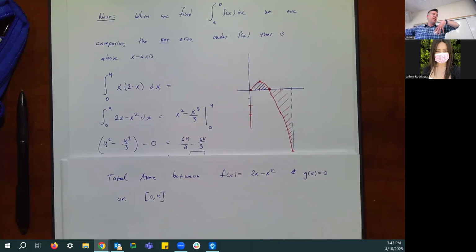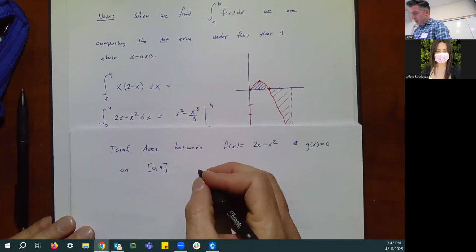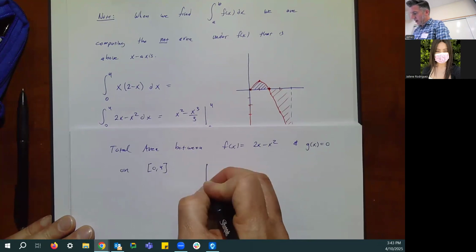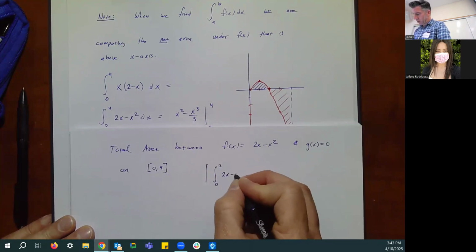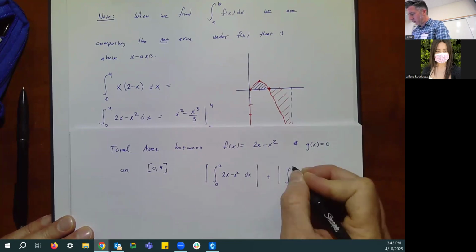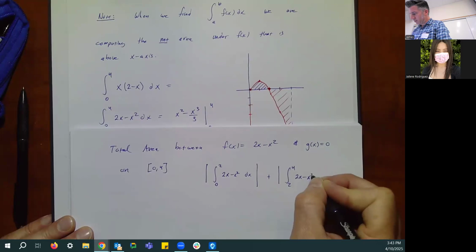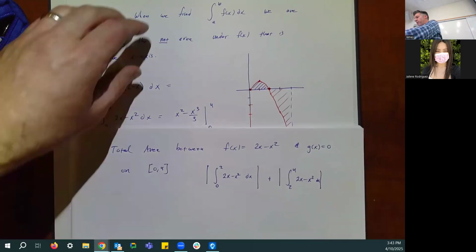Luckily, we've already graphed it. We can see that we go from positive to negative at 2. So here's what we would do. We would say it's going to be the absolute value of the integral from 0 to 2 of 2x minus x squared plus the absolute value of the integral from 2 to 4 of 2x minus x squared. Which is kind of a pain, but it works.